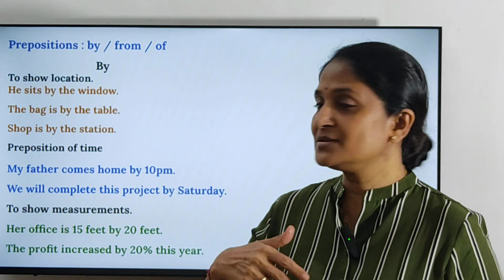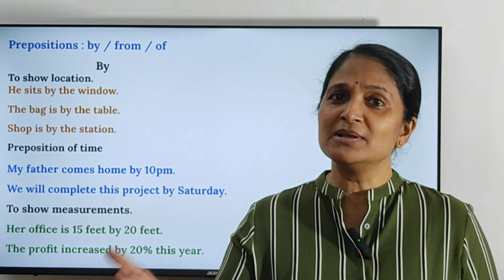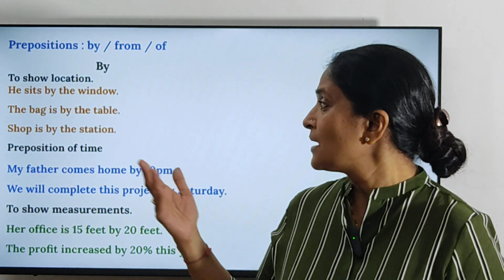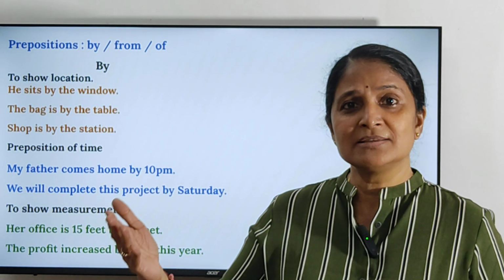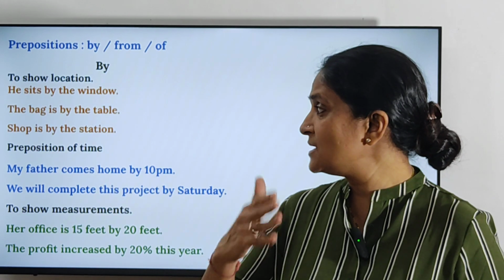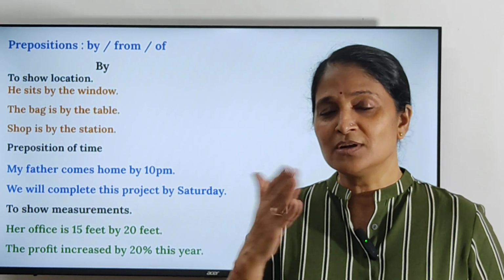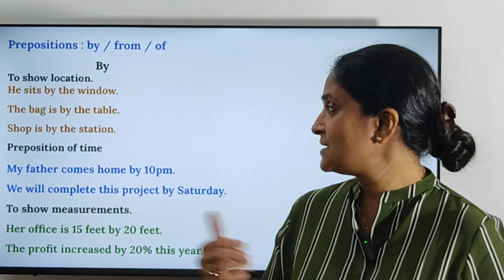The bag is by the table. Bag किधर है? Where is the bag? It is by the table. See position, place. Shop is by the station. Where is the shop? It is by the station. Station के बाजू में है. You can say shop is near the station. Shop is beside the station. Shop is by the station.